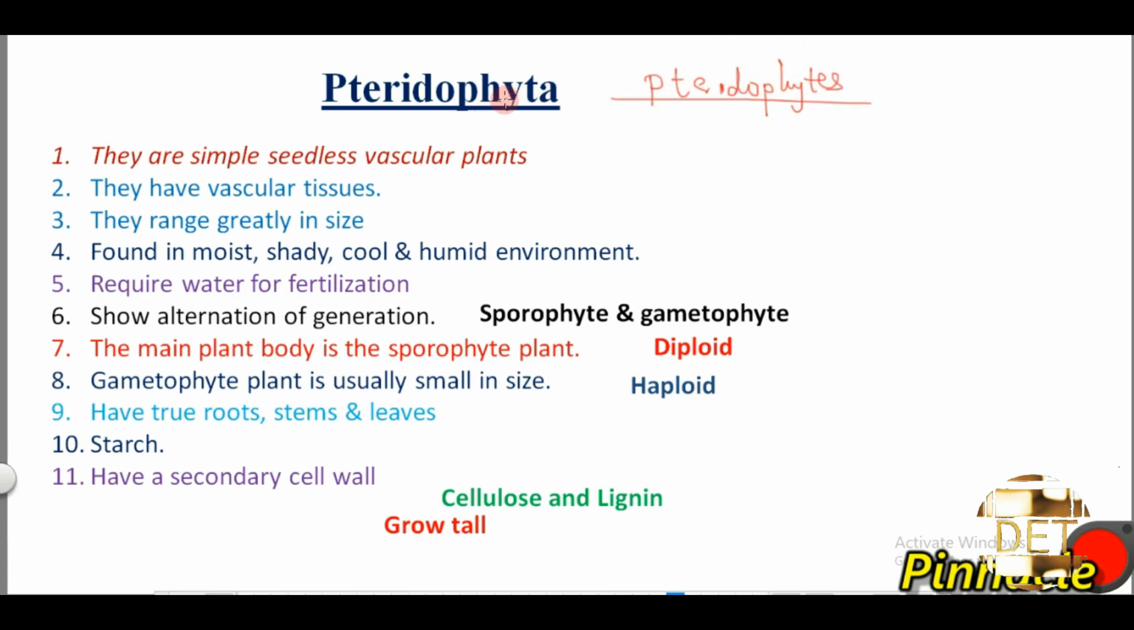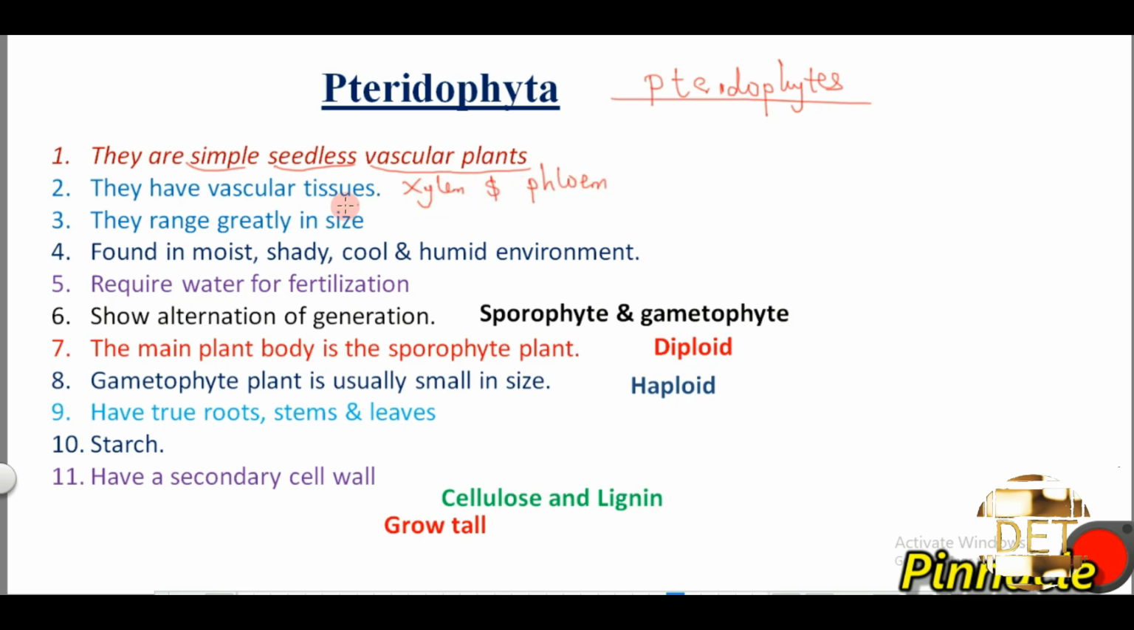These are the plants. So, what are the features of the phylum Pteridophyta? Number one is that they are simple seedless vascular plants. Being seedless simply means that they do not produce seeds. Being vascular plants means that they have vascular tissues, which are basically the xylem and the phloem.